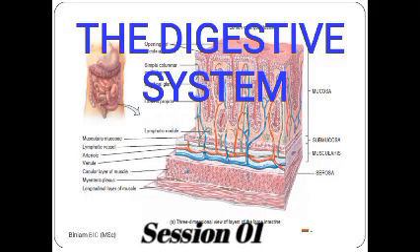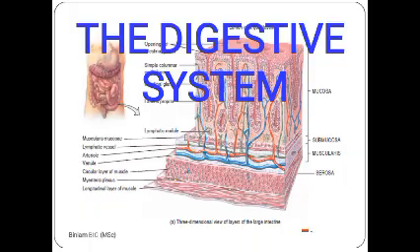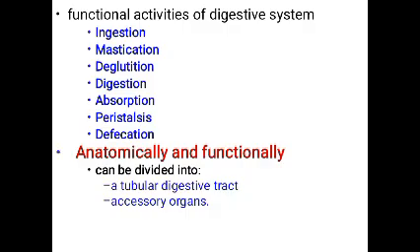The digestive system. Functional activities of the digestive system: 1. Ingestion, mastication, deglutition, digestion, absorption, peristalsis, defecation.